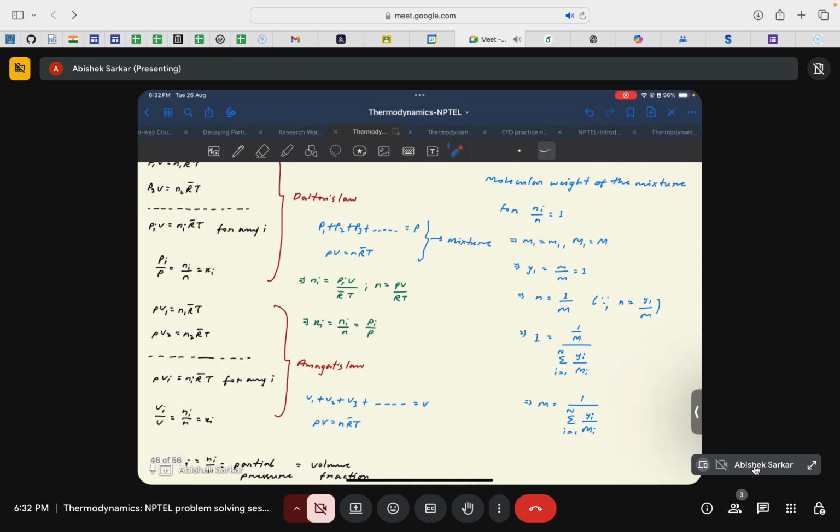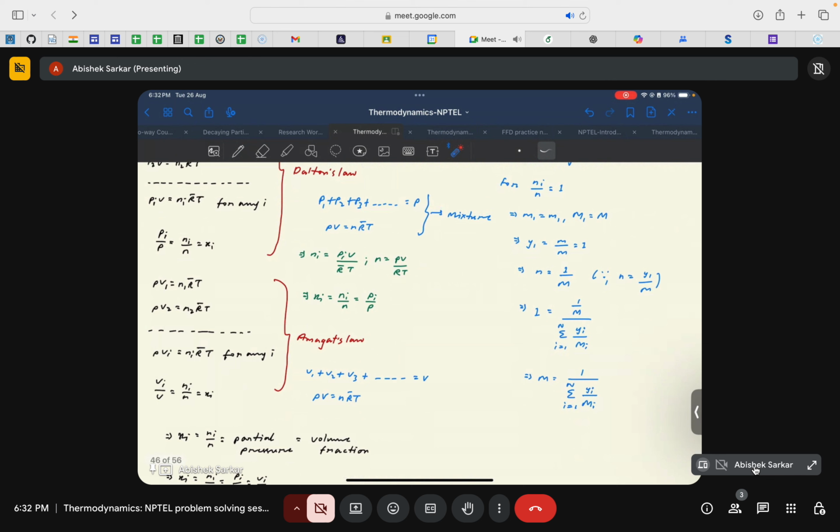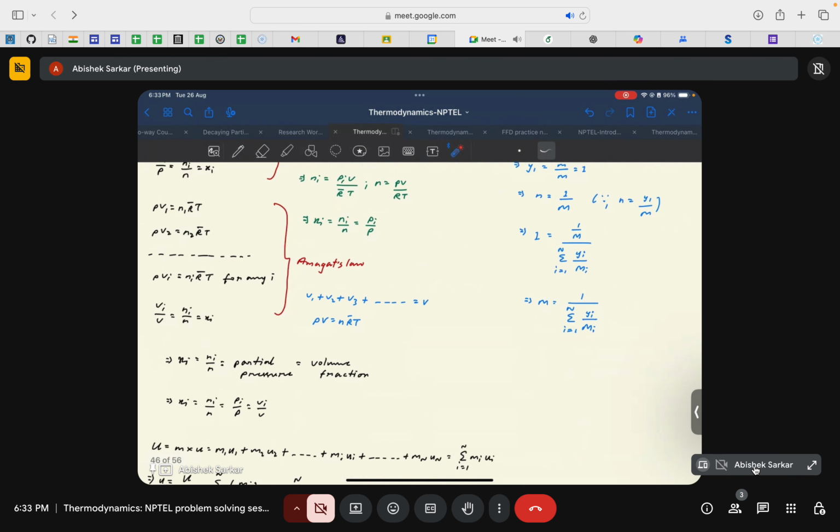If you follow similar steps, now considering volumes, you get Amagat's law, where we get the same conclusion: the volume fraction of a particular gas, it's not a specific volume, actually it is a total volume, so the volume fraction of a particular gas in the mixture is proportional to its number of moles in the mixture. So these are the two important conclusions that we get from Dalton's law and Amagat's law. This is something that you can try to remember.